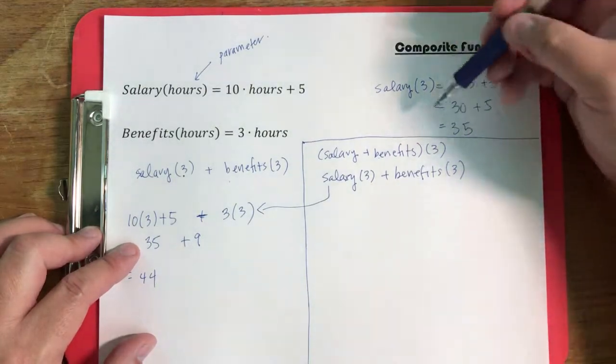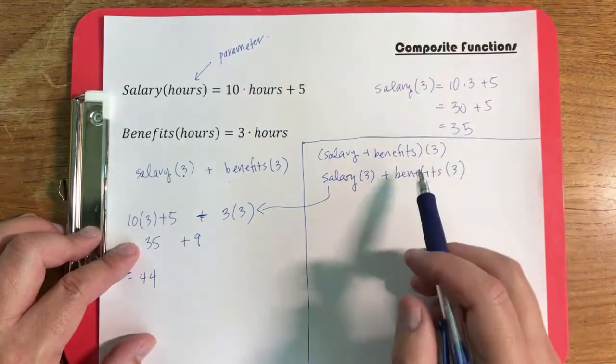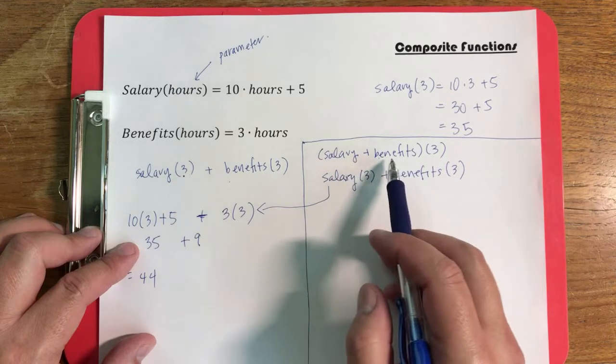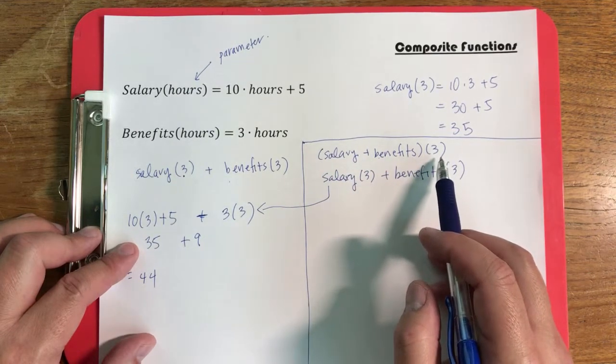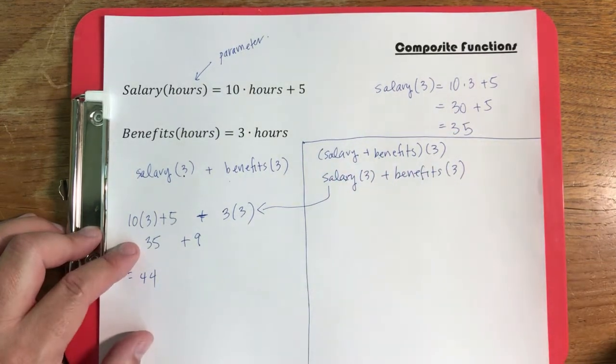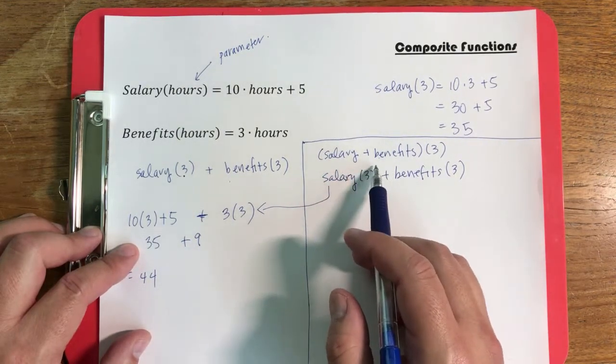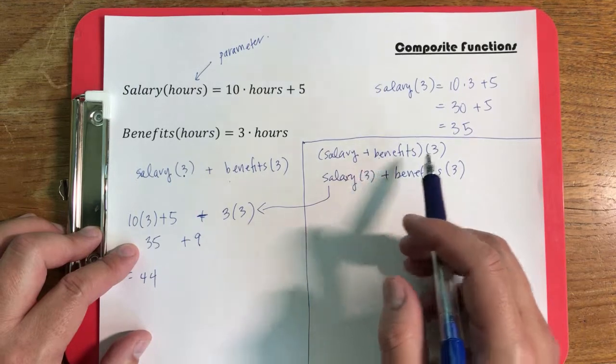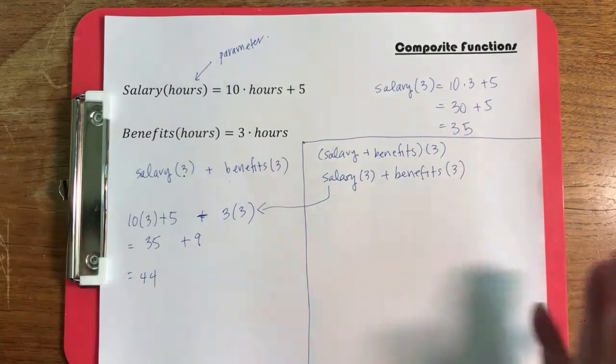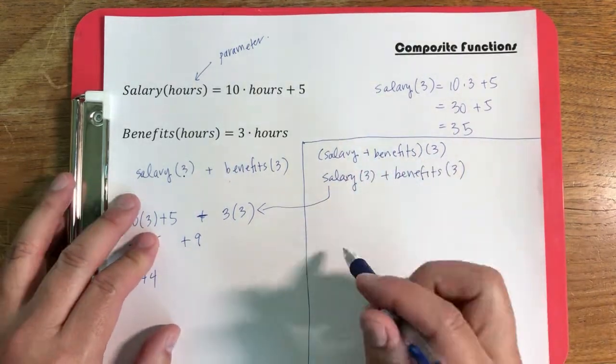So the strength of this notation is that it ensures that both salary and benefits have exactly the same parameter. I don't have to worry about mistyping it. Suppose you had 100 of these functions that you were adding or subtracting together. You could easily see how one of them might have a typo, and this protects you from doing that.